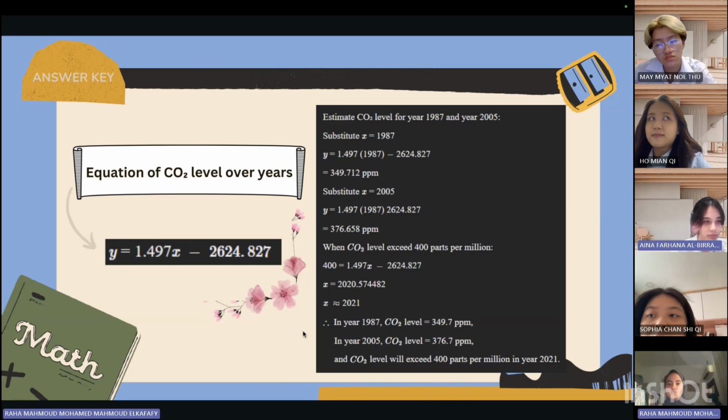And to determine when the carbon dioxide level will exceed 400 ppm, we substitute it into our y value, and we'll get an x value around 2020.57, which will be in year 2021, when the carbon dioxide level will exceed 400 ppm.